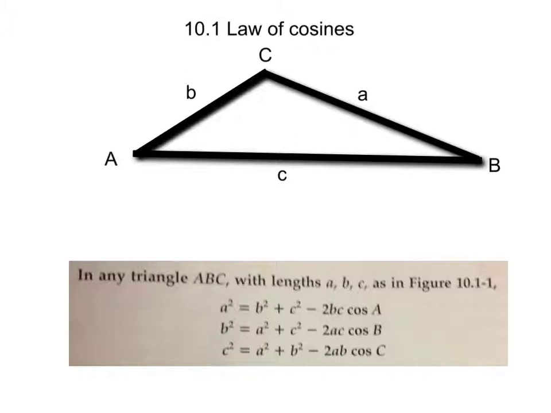Usually you will use the law of cosines when the information in the problem provides you with side, angle, side, or side, side, side. These three formulas are the same. You have this A over here, which is opposite the angle on this side, and you have the sum of the squares of the two sides minus 2 times the product of the sides.